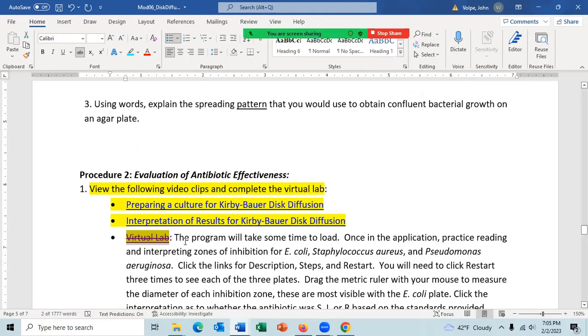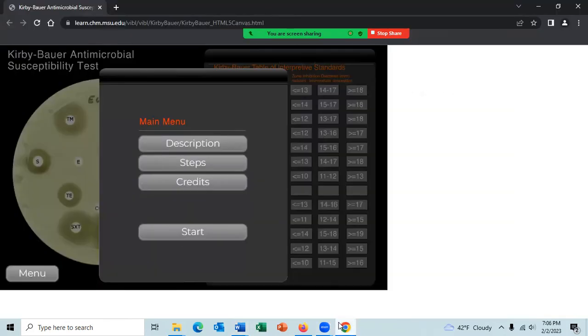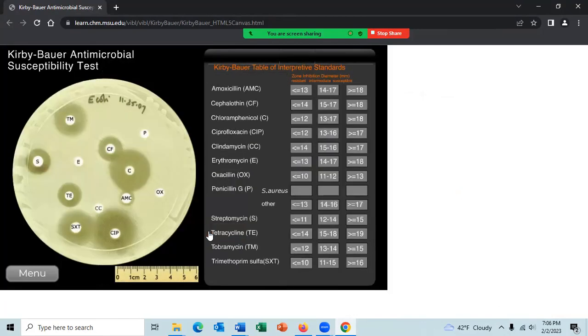The virtual lab you have, if you especially have a slow internet connection, it may take a little while to download, but once it pops up, it should look like this. Click the start button. And then you take the ruler and measure the diameter. Ideally, you should measure it two ways, on this angle and across this way. Of course, I can't change the ruler to get it to go that way, so we're only going to do it one time.